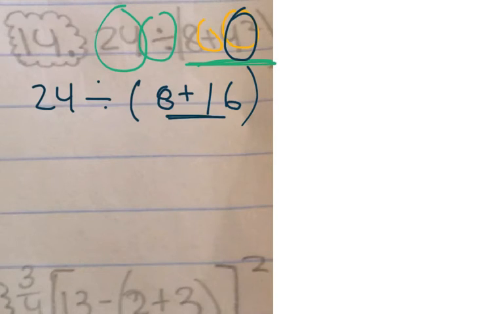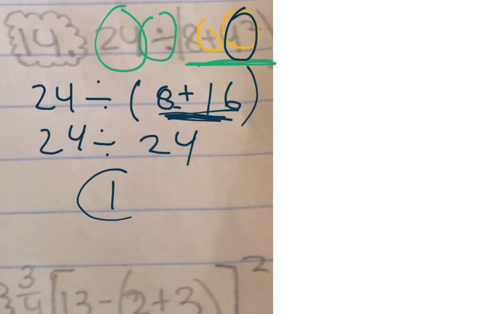Now notice, guys, I still have a plus in the parentheses. Always got to work that parentheses first, right? That's what the rules say. So I have 24 divided by 24. 8 plus 16 is 24. Now the only thing left is divide. 24 divided by 24 is 1.